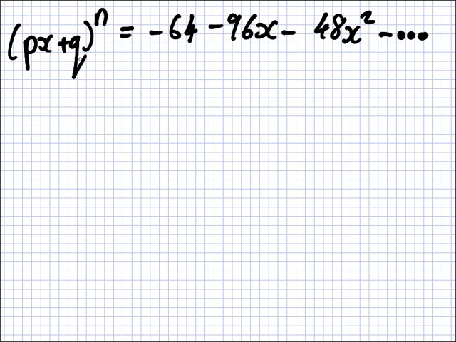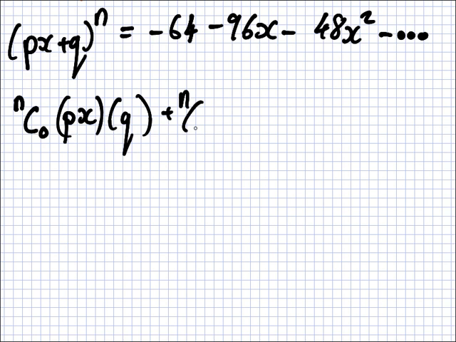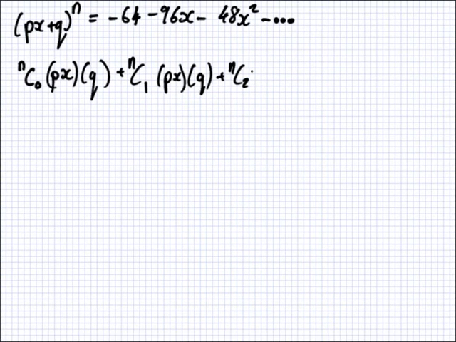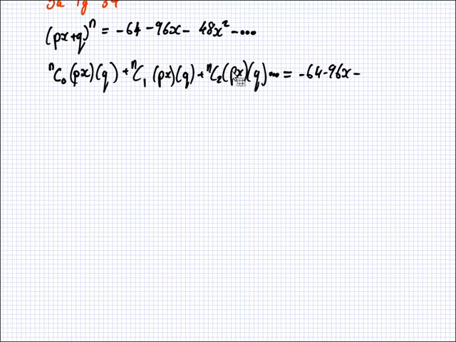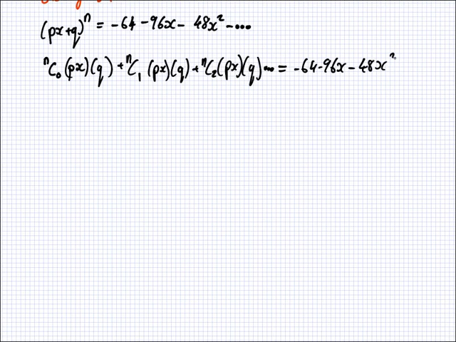Oh yeah, so what we'll do, we'll expand on the left first. So we get nC0 (px)^0 q^n, plus nC1 (px) q, plus nC2 (px) q, and so on, and that should equal -64 - 96x - 48x squared. Now, what is the first power on the x here?